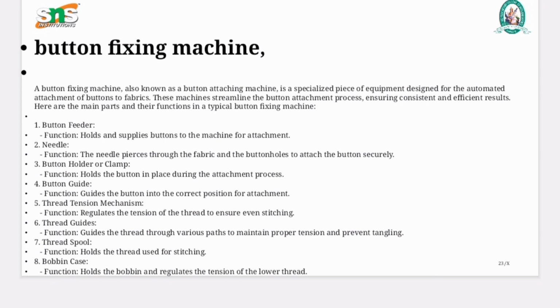Button fixing machine. A button fixing machine, also known as a button attaching machine, is a specialized piece of equipment designed for the automated attachment of buttons to fabrics. These machines streamline the button attachment process, ensuring consistent and efficient results.